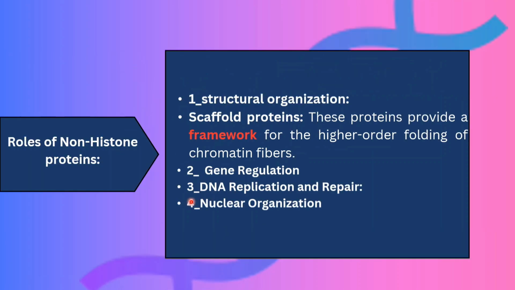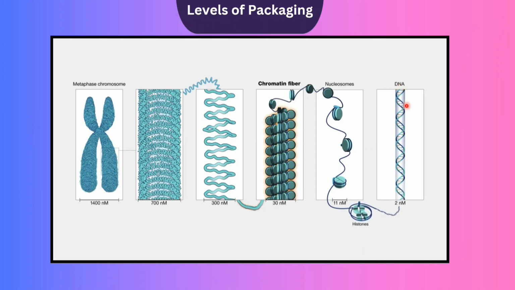Non-histone proteins play a crucial role in DNA packaging alongside histones. They contribute to the organization, compaction, and regulation of chromatin structure. Here are some of their key roles. 1. Structural organization. Scaffold proteins. These proteins provide a framework for the higher order folding of chromatin fibers. 2. Gene regulation. 3. DNA replication and repair. 4. Nuclear organization.